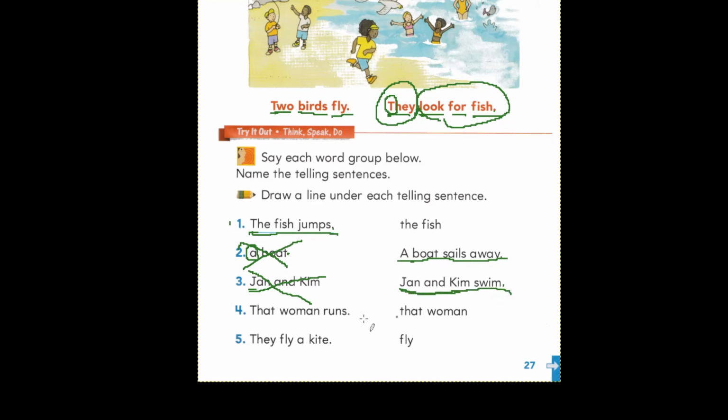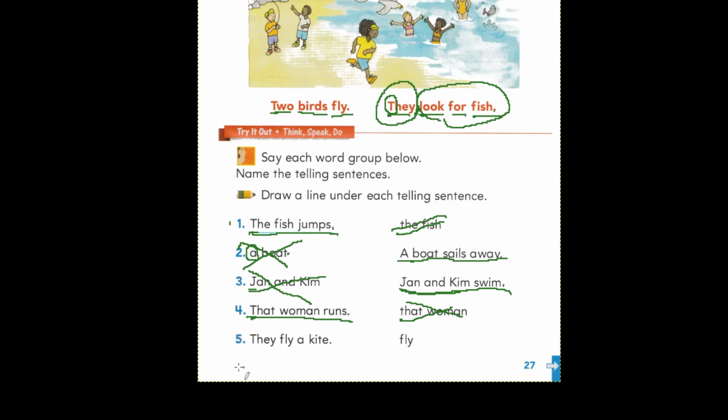Very good. Let's look right over here. Number four. That woman runs. Well, let's see. It has that uppercase T, and look, it has a period. So there we go. This is our telling sentence. And look, it also is our simple sentence. That woman is our subject, and runs is our action. So we don't need to worry about this. Let me X that one out.